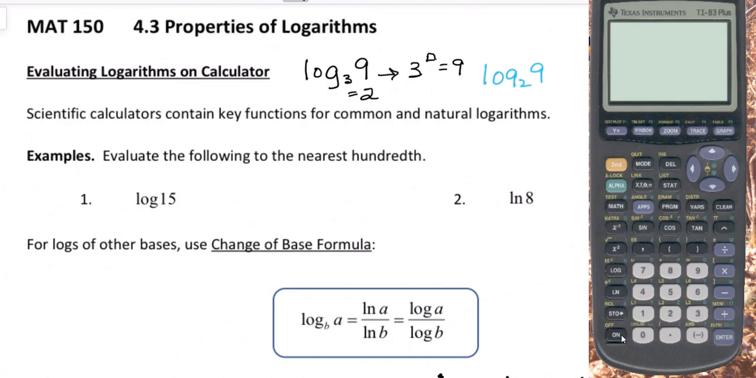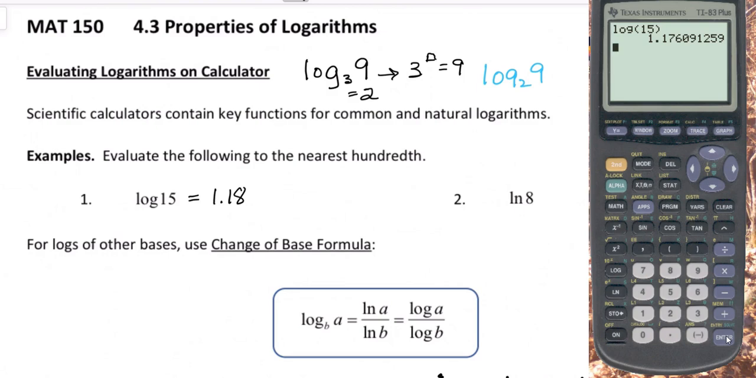On a graphing calculator, if I want to do that first example and figure out the log of 15, my log key is here. All I have to do is hit that log key and then put in the argument of that log. Now I can close the parenthesis. When my argument is just a single term, I don't have to close that parenthesis, but it's a good habit to be in. And then when I hit enter, there's the value of my logarithm. So the log of 15, if I round to the hundredth, is 1.18.